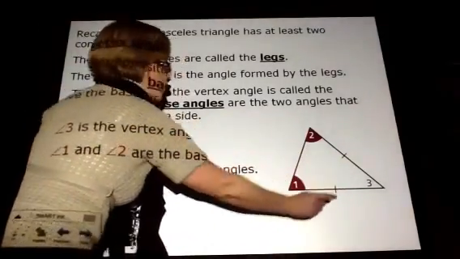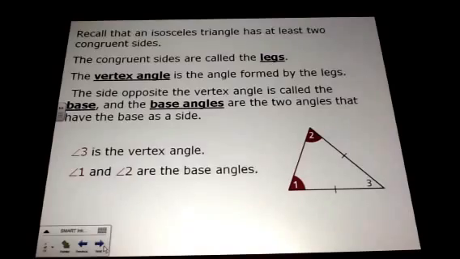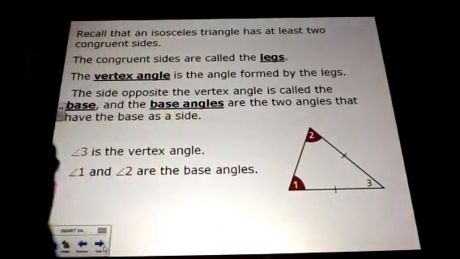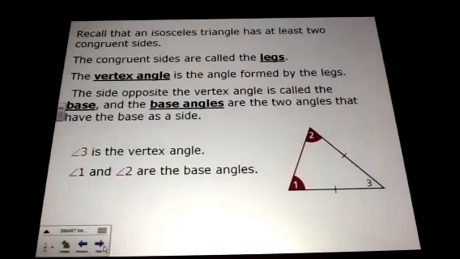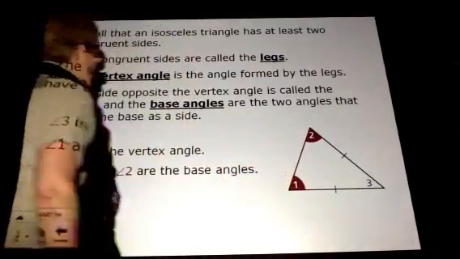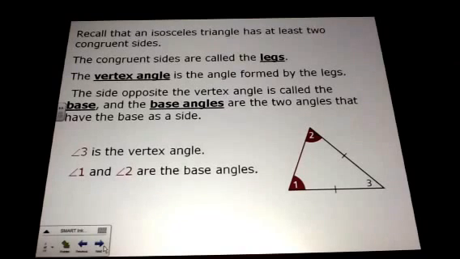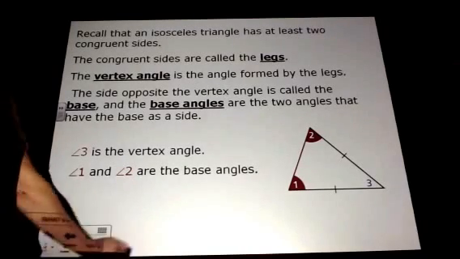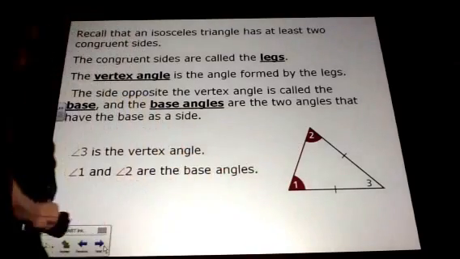Your legs are the two congruent sides. The angle that is included in those congruent sides is called your vertex angle. All right? The side across from your vertex angle is the base. And the angles that are with that base are your angle 1 and your angle 2.